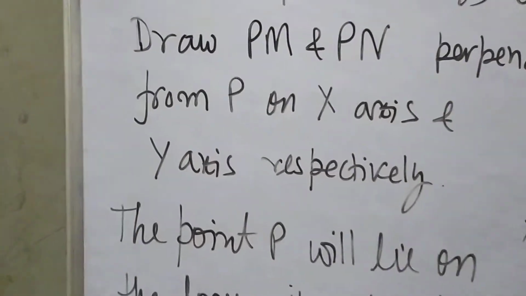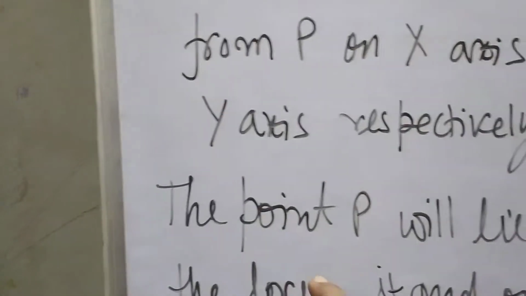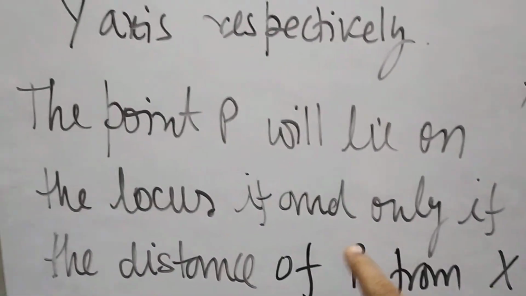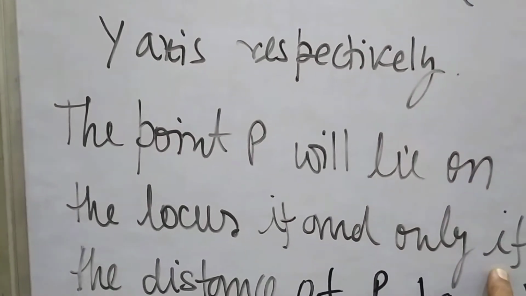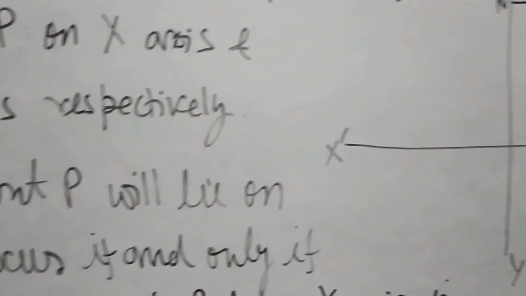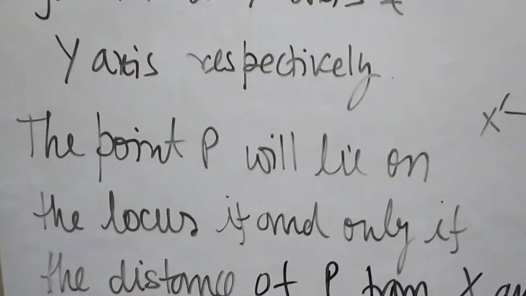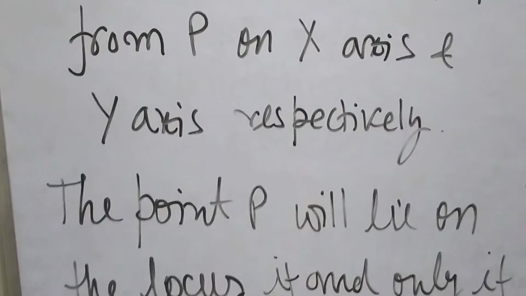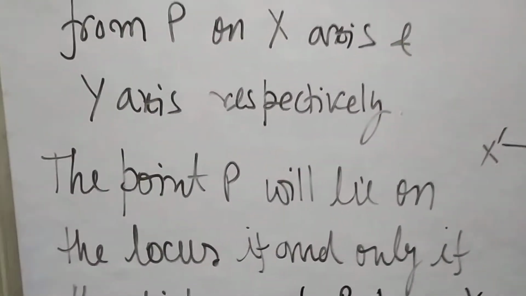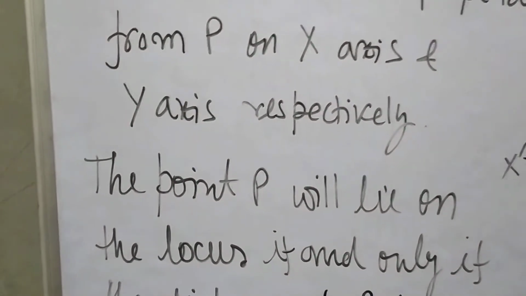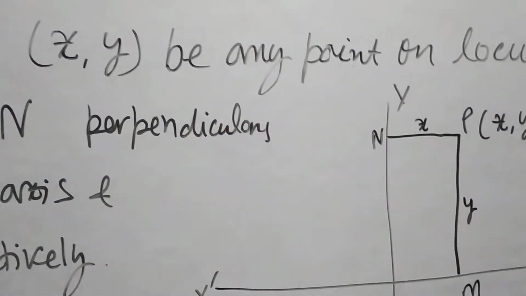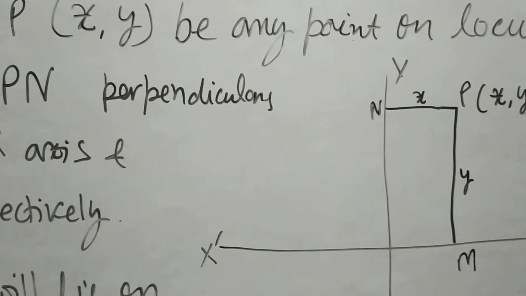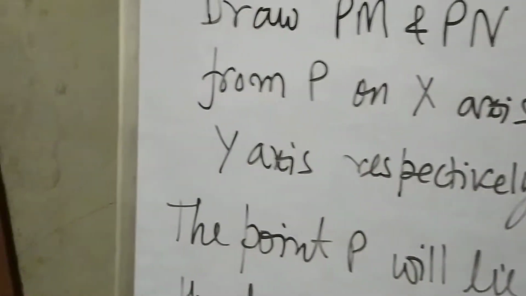So, the point P will lie on the locus if and only if. It has been emphasized here: if and only if. If this condition is not fulfilled, then the locus will be different. So the point P will only lie on the locus if this condition is fulfilled, that this distance is 3 times this distance.